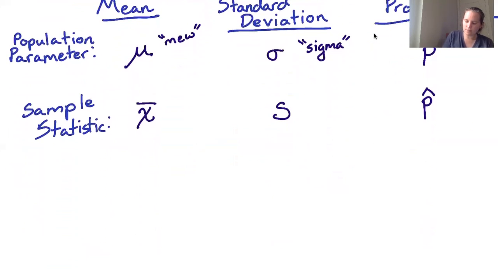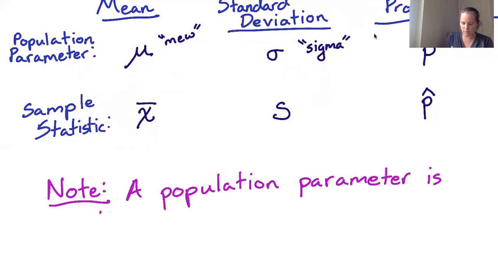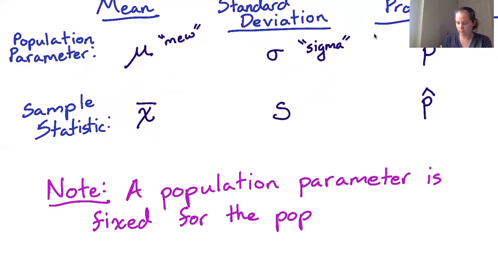So just some notes. The population parameter is fixed. As in, it's just one number. A population parameter is fixed for the population. It's one specific number.